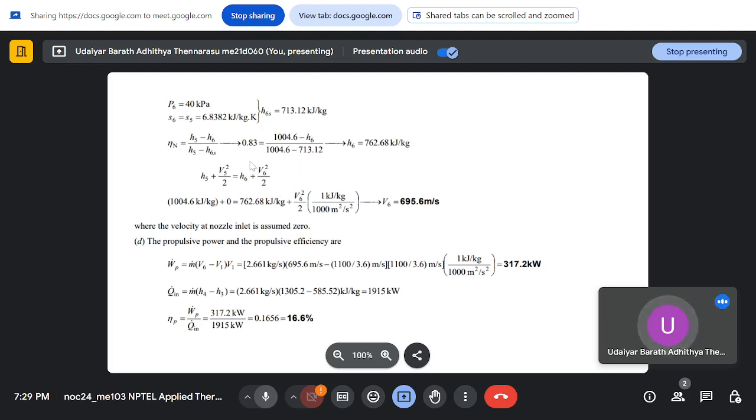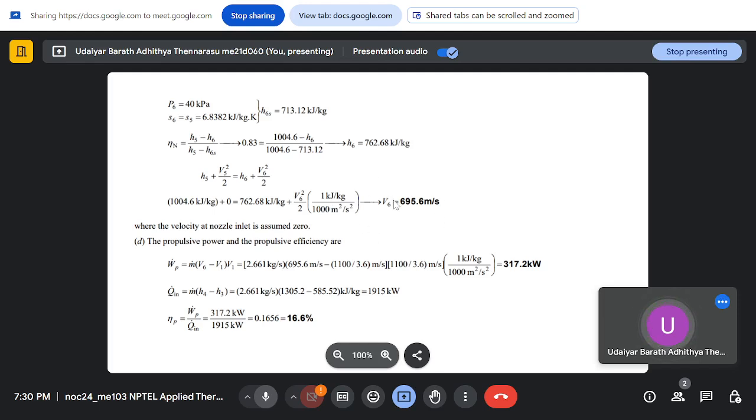Doing an energy balance across the nozzle, I can find the exit velocity. Exit velocity is root of 2 into the enthalpy change. It comes out to be 695.6 meters per second.